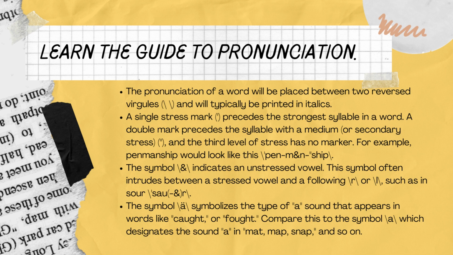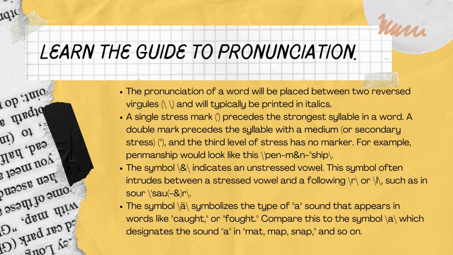So with one stress mark, the syllable is pronounced strongly. With two stress marks, the sound is medium. And with no stress marks, it is low or weak. For example, the word penmanship will look like this. So we have the stress mark, only one. Pen, man, ship. You see? Penmanship.